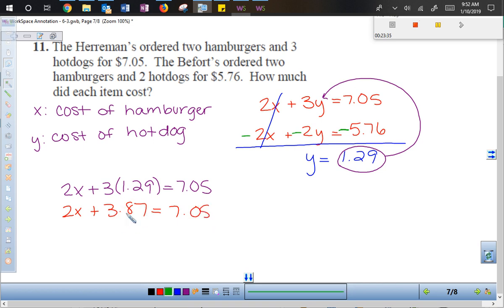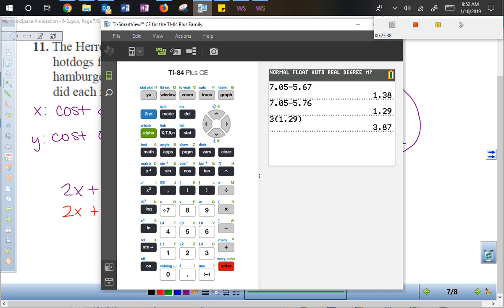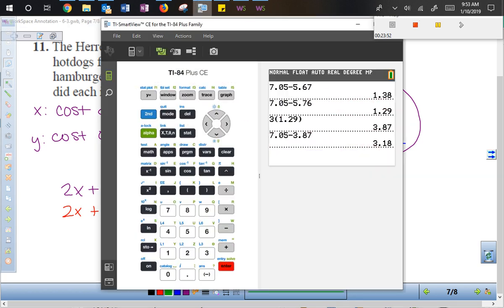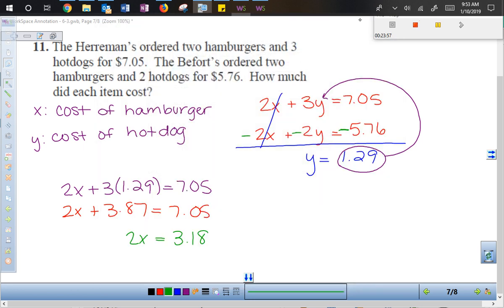Now I need to subtract 387 from each side, so 705 minus 387 gives me 318. So 2x equals 318. And then I need to divide each side by 2. So if I take that 318 divided by 2, I'm going to get 1.59. So x equals 1.59. Now remember, x represents the cost of a hamburger, so that means a hamburger costs $1.59.